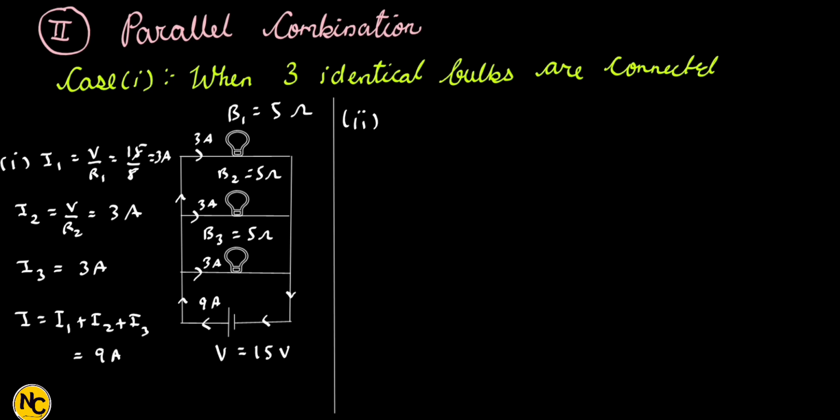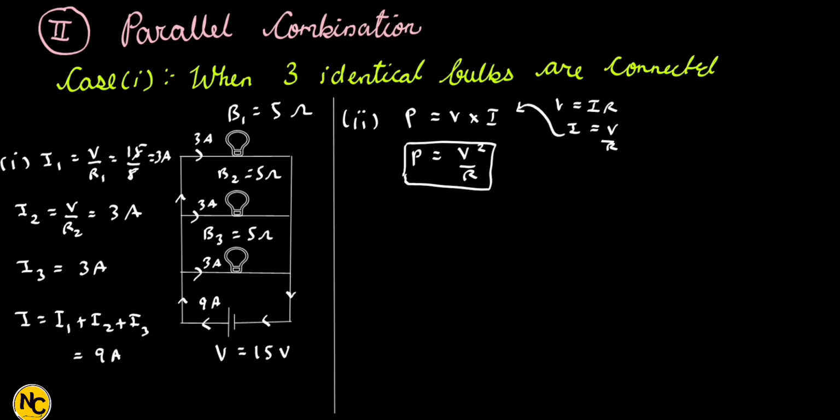Now for the parallel circuit, we know that power is equal to V into I, and V is equal to IR. So can I write I is equal to V upon R? I will substitute this value here. This formula is not in 9th standard; it will come in 10th standard. So power is V square upon R. For the parallel combination, we will use this formula for power, because in this case voltage is same, and in series combination current is same.